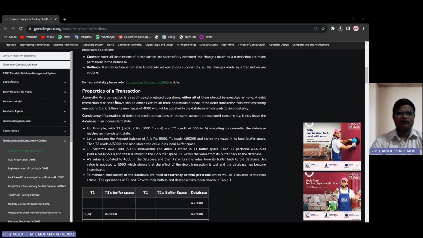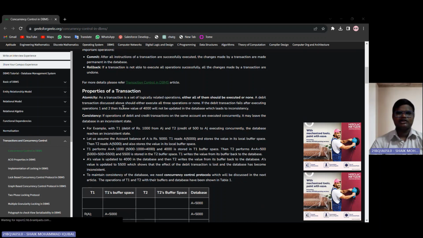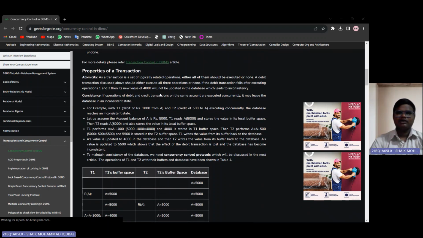Consistency. If operations of debit and credit transactions on the same account are executed concurrently, it may leave the database in an inconsistent state. For example, with T1 and T2 executing concurrently, the database reaches an inconsistent state. Let us assume that the account balance of A is 5000. T1 reads A, which means 5000, and stores the value in the local buffer space. Then T2 reads A as 5000 and also stores the value in the local buffer space.